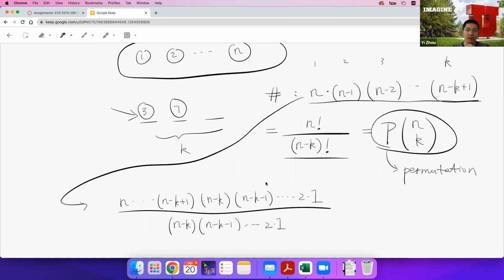And the numerator, you can see, starts from N and goes to 1. This is exactly N factorial. And the denominator is exactly N minus K factorial. So we usually write it in this way because it's much simpler. Or you can just say P(N, K).